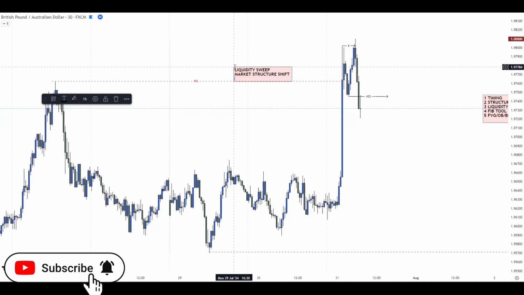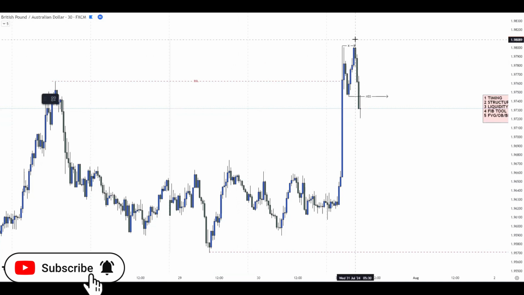My third confirmation is this one. So what do we do? Take our premium and discount from the swing high to the swing low here.